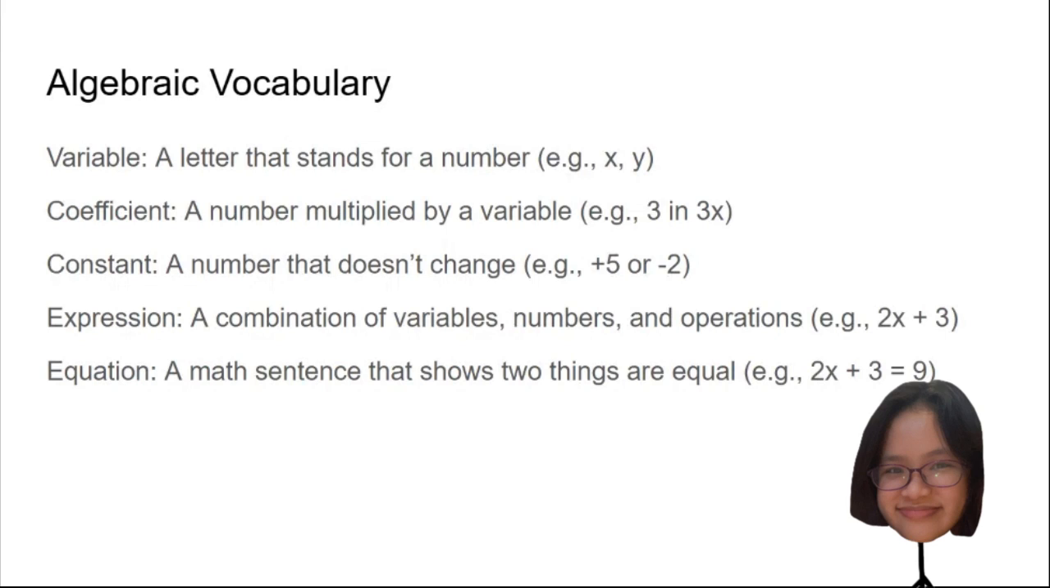So now we have constant. A constant is a number that does not change. For example, plus 5 or negative 2. Then we have expression, a combination of variables, numbers, and operations. For example, 2x plus 3. And then now we have equation, a math sentence that shows two things are equal. For example, 2x plus 3 equals 9.